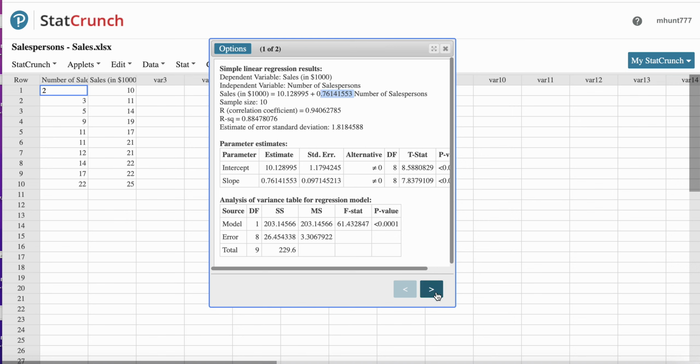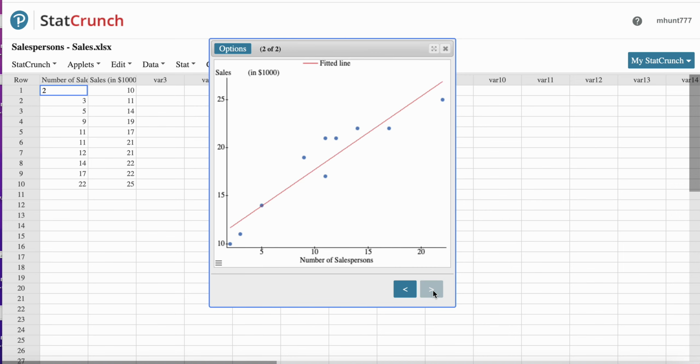So let's look at the next page. There we have it. We have the simple linear regression equation plotted on top of the scatter diagram. And it pretty much confirms the strong linear relationship between sales and the number of salespersons working.